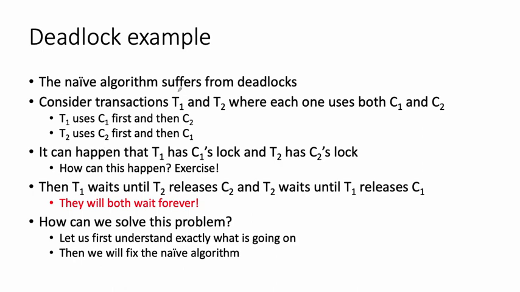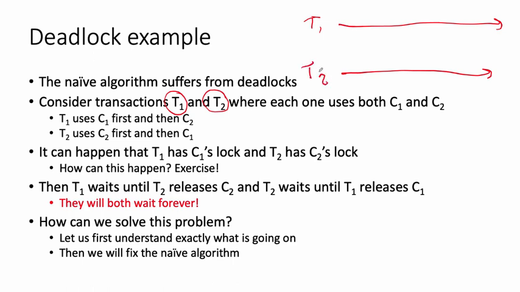So here's a scenario. Assume I have two transactions, T1 and T2. So I can actually make a diagram. So I have T1 and T2. Each one of them uses two cells. T1 will use C1 and C2, and T2 uses C1 and C2. But T1 starts by using C1, and it will use C2 later on. T2 starts by using C2, and then later on it will use C1.